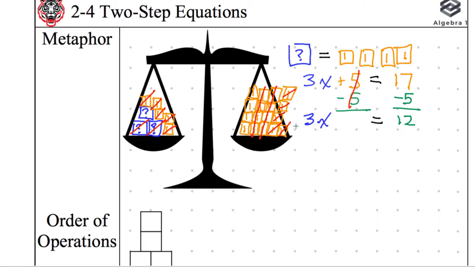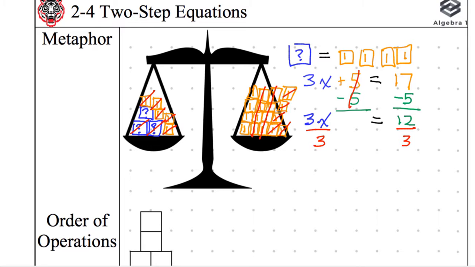And then from here, I had to divide both sides by 3, or another way of saying that is to multiply both sides by a third. I think dividing by 3 is probably easier to see. So I'm going to say divide both sides by 3. I'm going to divide that side by 3, divide that side by 3. Whatever I do to the left, I do to the right.